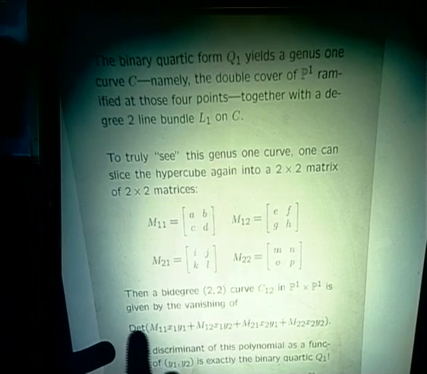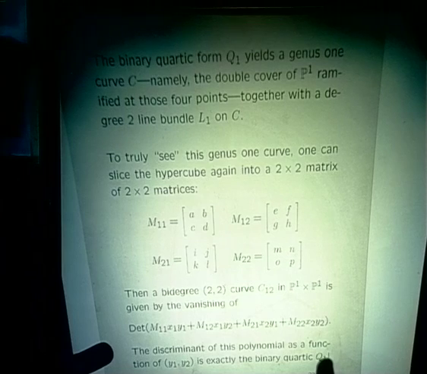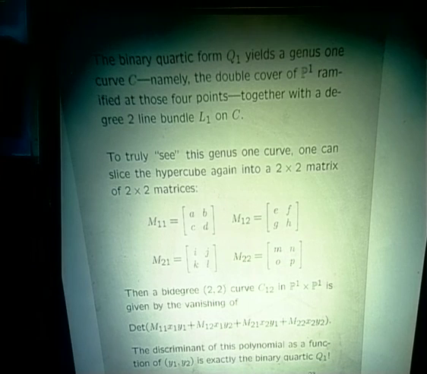But this thing gives you a bi-degree 2-2 curve in P1 cross P1, and that's genus 1. And if you take the discriminant in either of the 2 directions, you get the 2 binary quartics. So you get a genus 1 curve in P1 cross P1, and you can project to either one of the P1s, and those correspond to the 2 binary quartics coming out of that. This is the way we were slicing there.